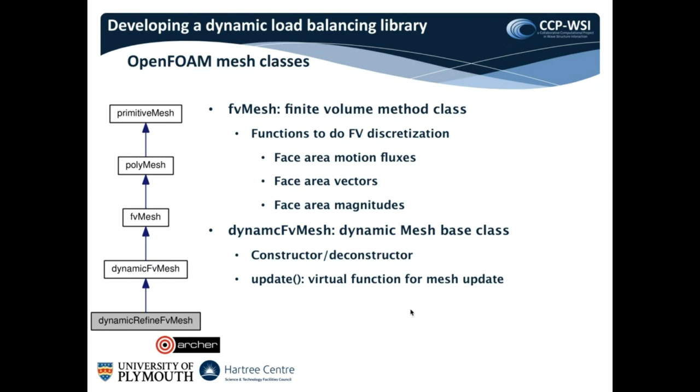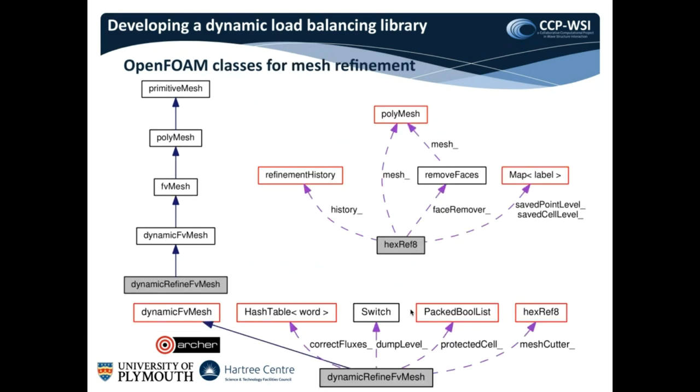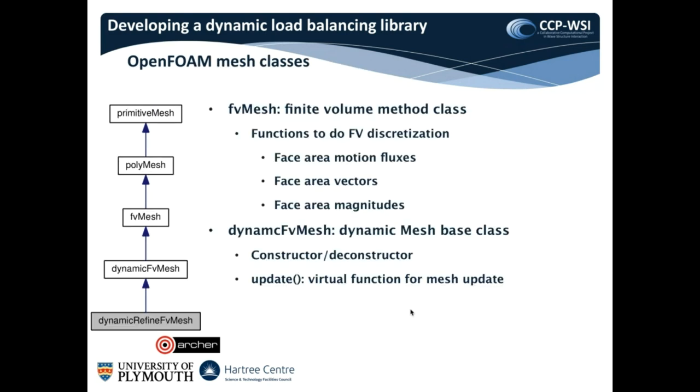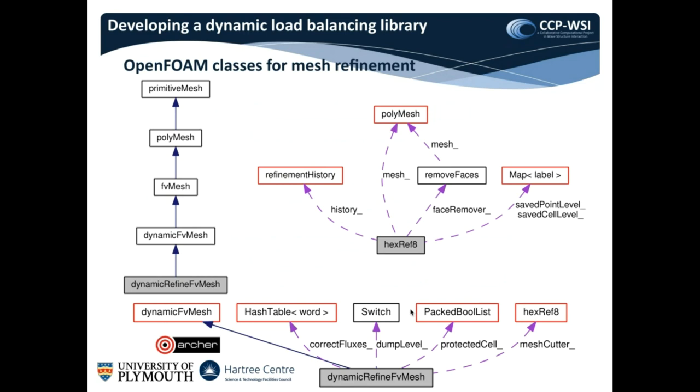So what we target in this dynamic load balance library is a class called dynamic refine FV mesh. It basically supports dynamic load balancing when you have mesh refinement involved. Before we add dynamic load balancing into dynamic refine FV mesh, we need to understand what exactly dynamic refine FV mesh does. OpenFOAM's dynamic refine FV mesh actually uses quite different mesh classes.